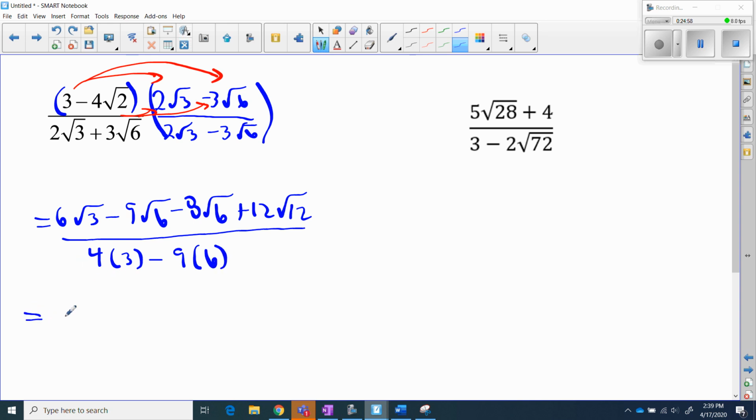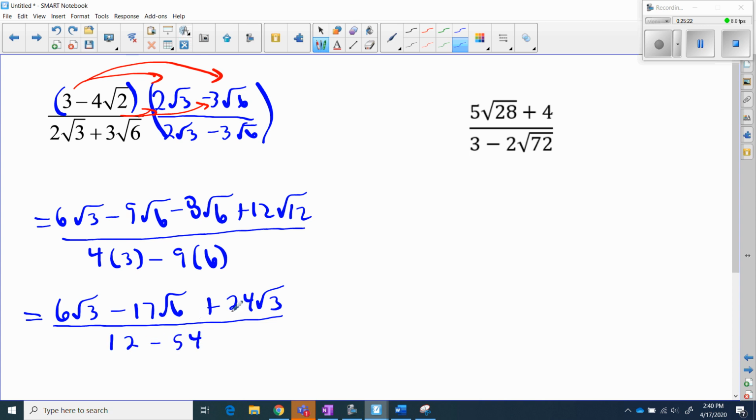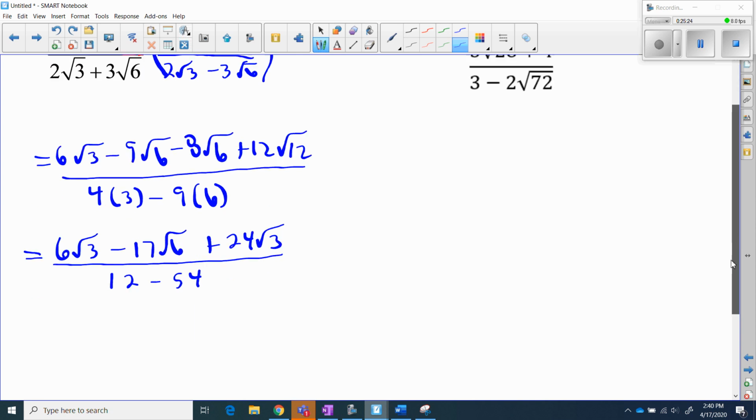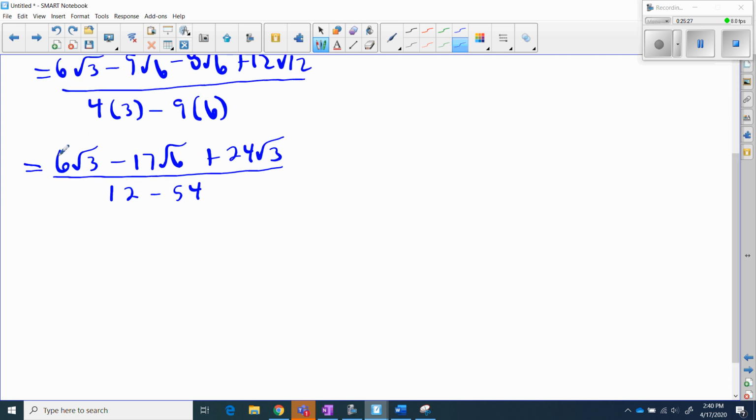Now let's clean this up. 6 radical 3. These two will group together because they're both radical 6s. Minus 17 radical 6. That'll reduce. 4 times 3, square root of 4 is 2. So that's going to make this 24 radical 3. 12. Take away 54. These two will now group. That'll give me 30 radical 3. Take away 17 square root 6. So both radicals are reduced.